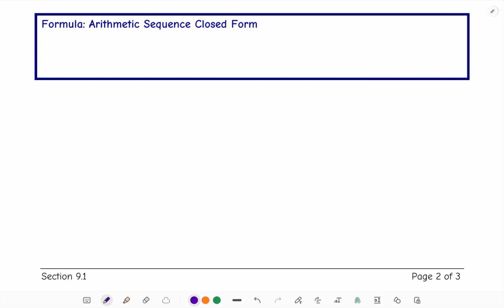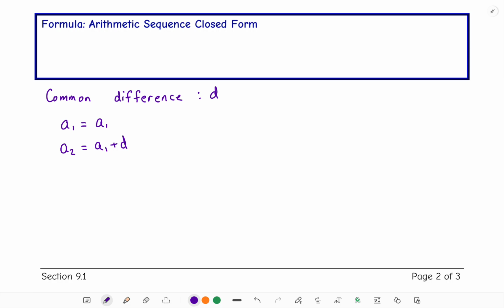So for arithmetic, remember, we have a common difference, which we will call D. And you add that to each term to get the next term. That's the definition of an arithmetic sequence. So let's just start out with a general sequence. So A1 is equal to A1. We don't know what the first term is. But to get the second term, we add D to that. So A2 equals A1 plus D.